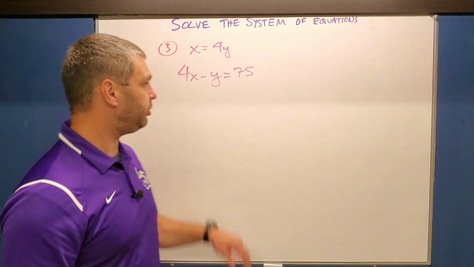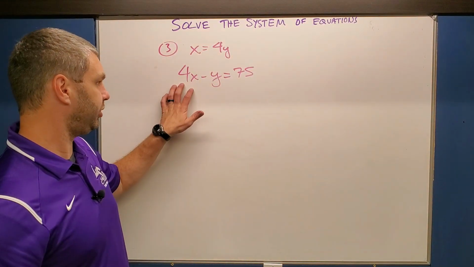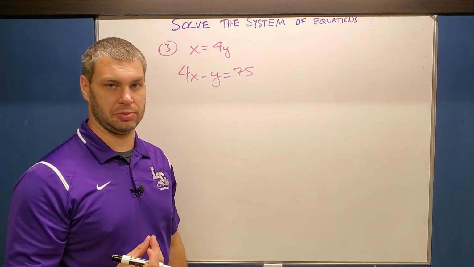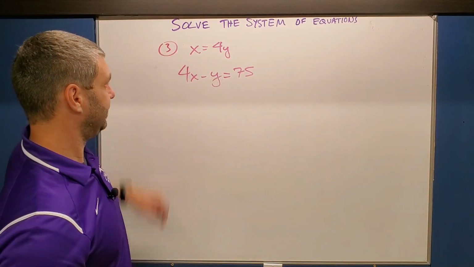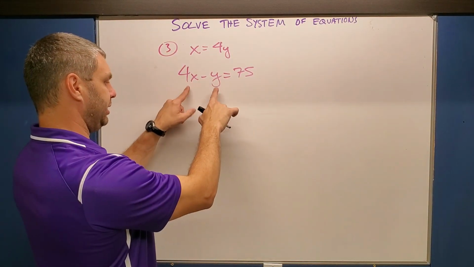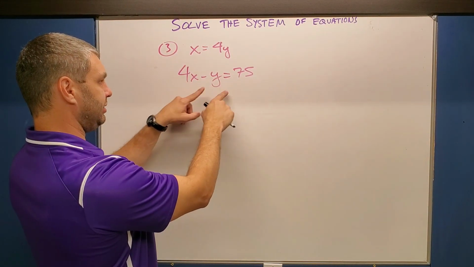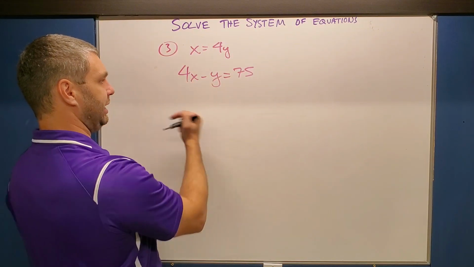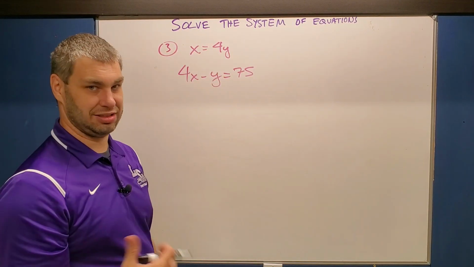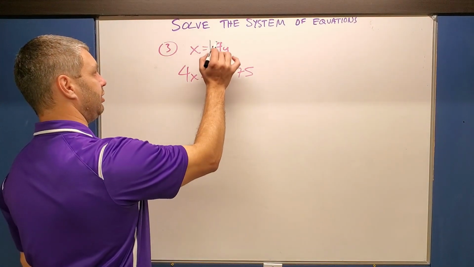All right, let's try number 3. All right, number 3, we have x equals 4y and then 4x minus y equals 75. I threw this one in there in case your x is the one that's isolated, like we see in this top equation. The x is by itself. Now, in all of these, I'm not using the bottom one because 4x and the y, those are on the same side of my equal sign, whereas up here, this one is isolated. So that's what I want to use for the substitution.